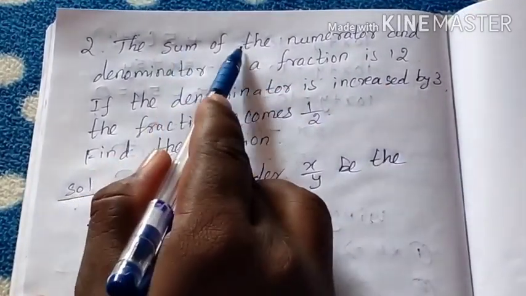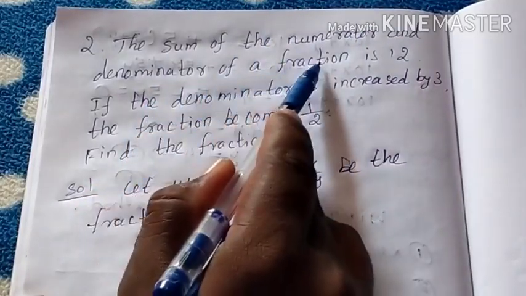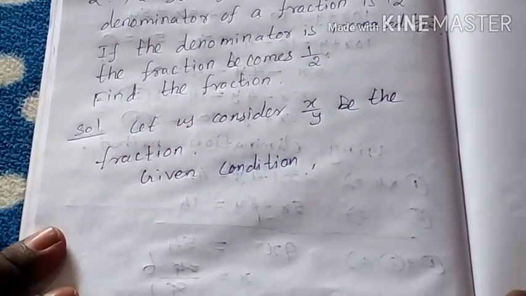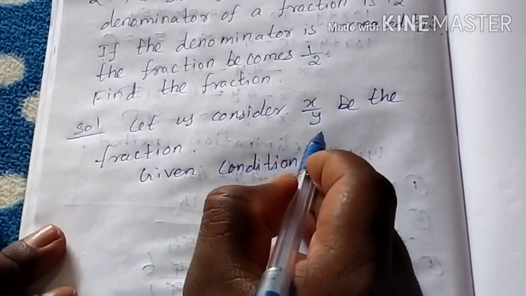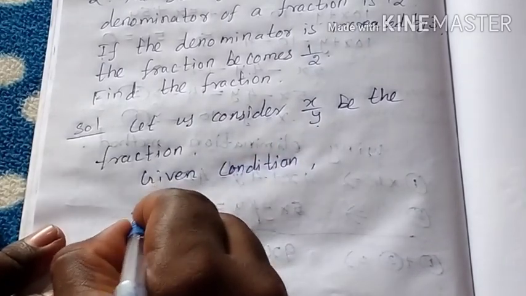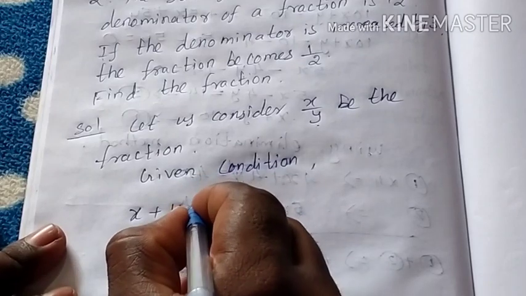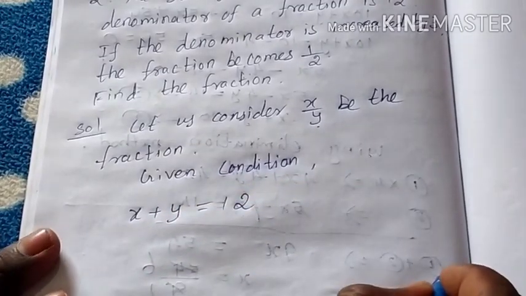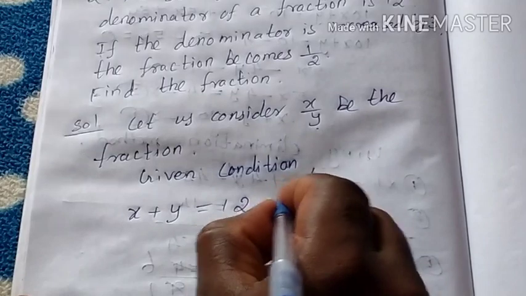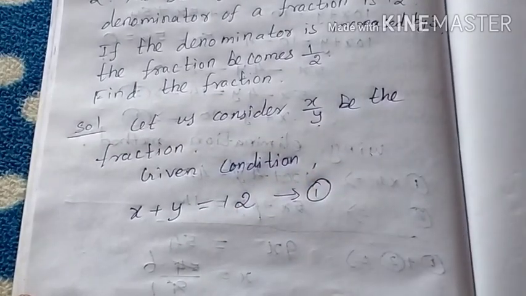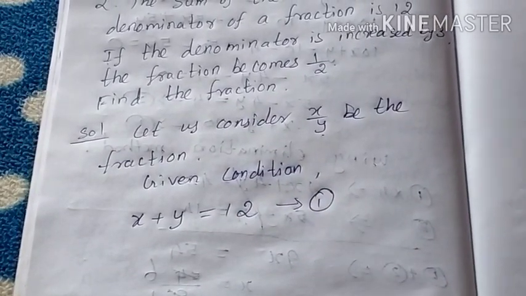Consider the question. The sum of the numerator and denominator of the fraction is 12. Here the numerator is x, the denominator is y. So the sum of the numerator and denominator means addition of the 2: x plus y is 12. This is already given. This is the first equation. Have you understood?